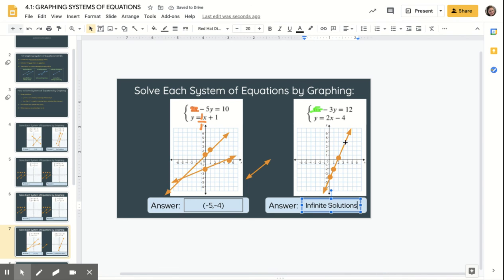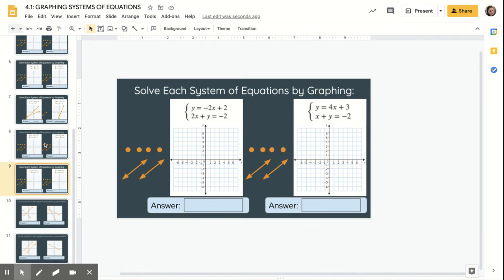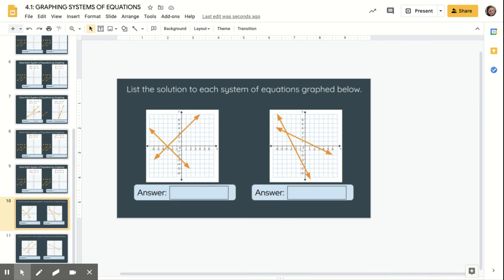Okay, so they were the same line. It didn't look like it because the equations are in different forms, but they ended up being in the same spot. That's what infinite solutions looks like. Now, go ahead and try the next 2 slides on your assignment and then answer the last 2 using the graphs. So the graphs are already done for you. You just have to identify the solution.